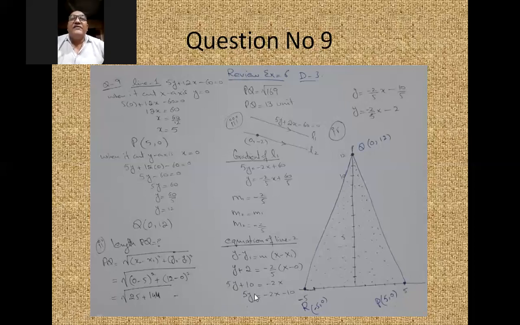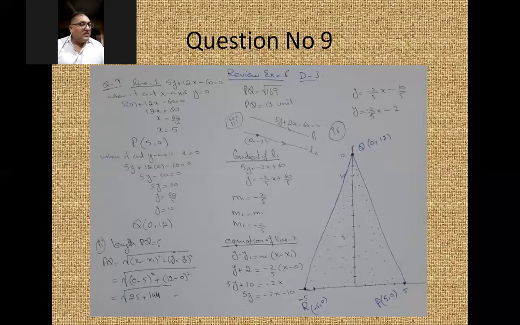So this 5 is multiplying with the y, it will go on the other side, it will divide. So you will have y equals to minus 2 by 5x minus 10 by 5. So you will have y equals to minus 2 by 5x minus 2. So you see how we have found the equation of the line number 2. Hopefully you understand it. That's how we worked on the line number 2 to find its equation.